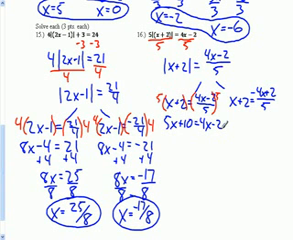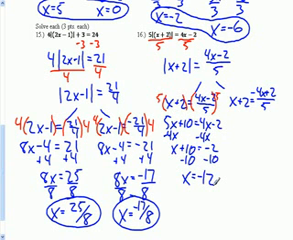Now I've got to get my variables on one side, constant terms on the other. I'm going to subtract the 4x. So that's going to leave me with x plus 10 equals negative 2. I've got to subtract the 10 from each side. So I end up with x equals negative 12. Okay? Same thing over here.